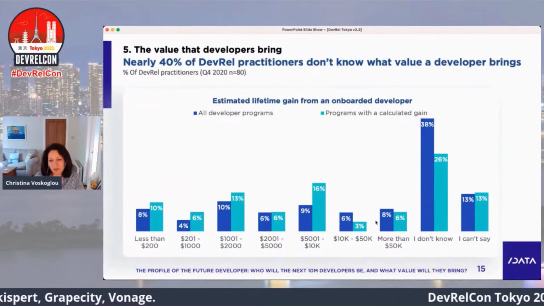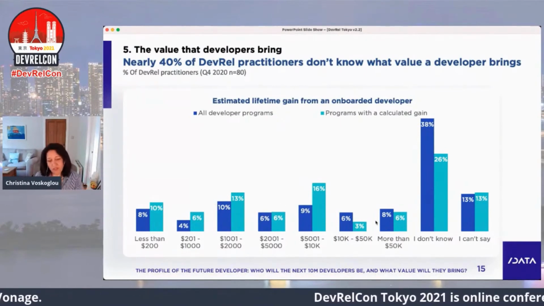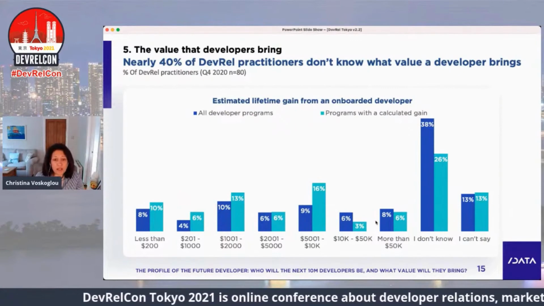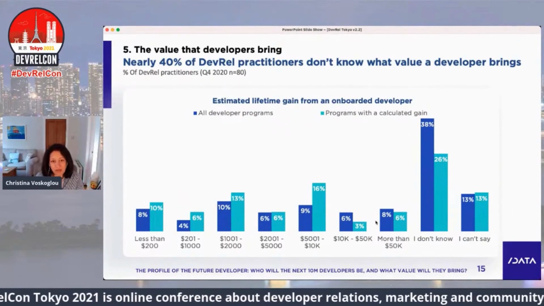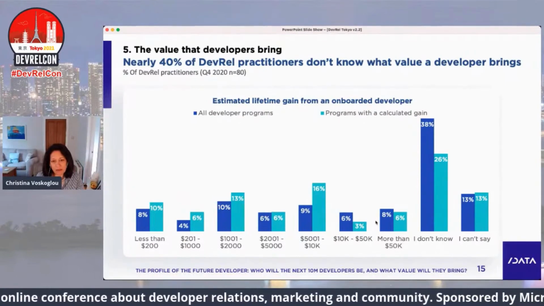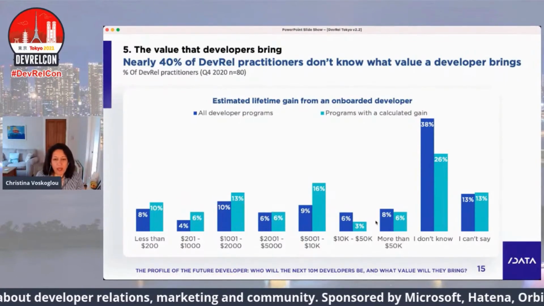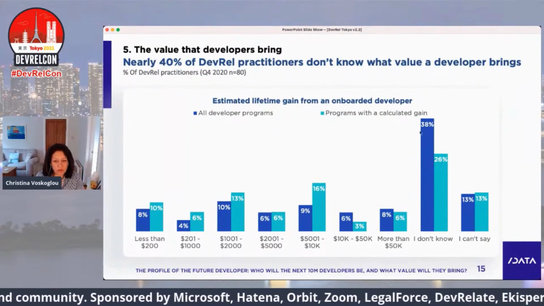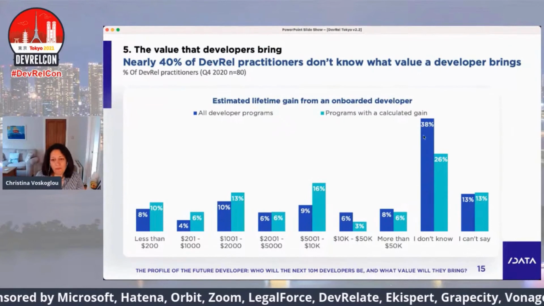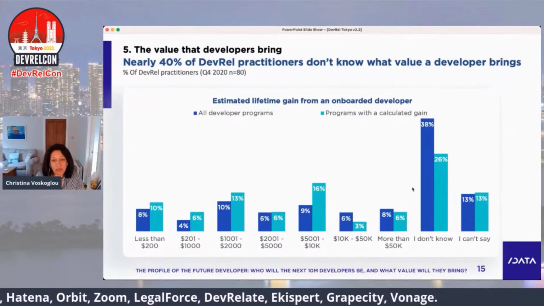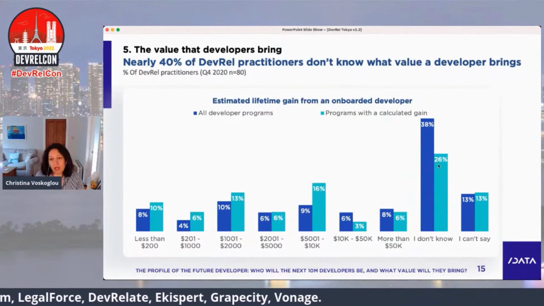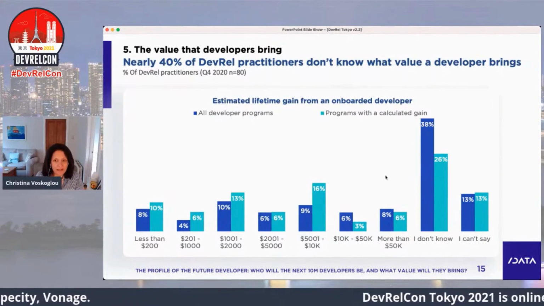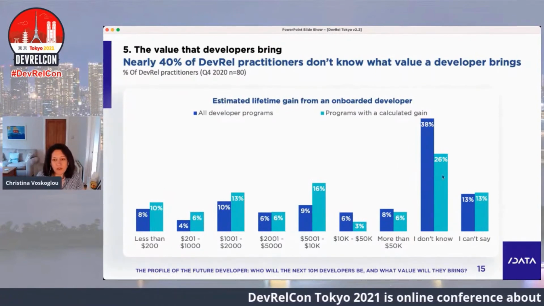So we asked DevRel practitioners, on top of serving developers, we also survey DevRel practitioners twice per year. And one of the things we asked them is whether or not they estimate the lifetime gain from an onboarded developer. And as you can see, nearly 40% here said that no, they don't know what the value of the developer is. And another 13% can't say, so the majority really is not telling us. So even those who do use some sort of calculated gain methodology to estimate that value, they still don't know what the value is.